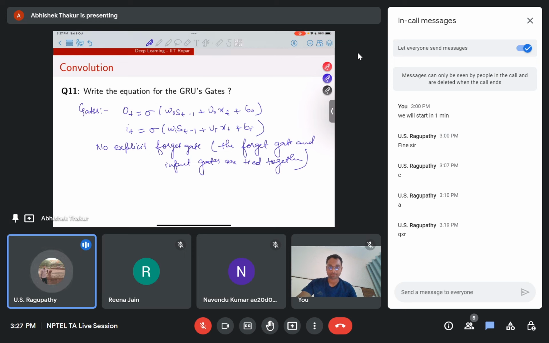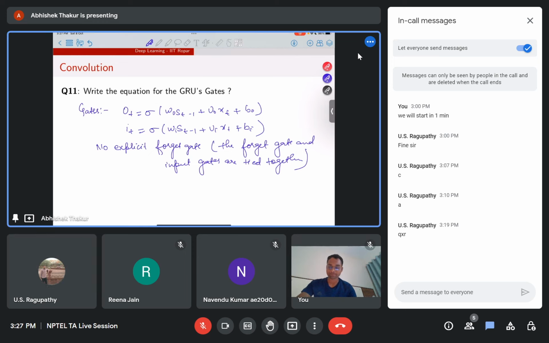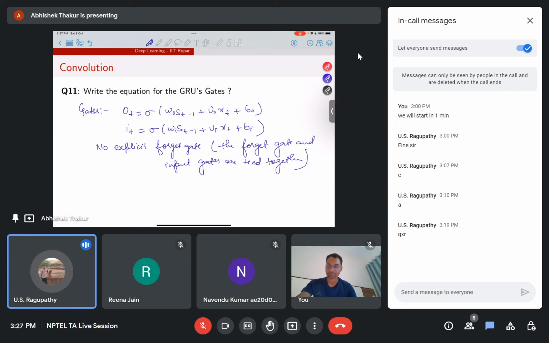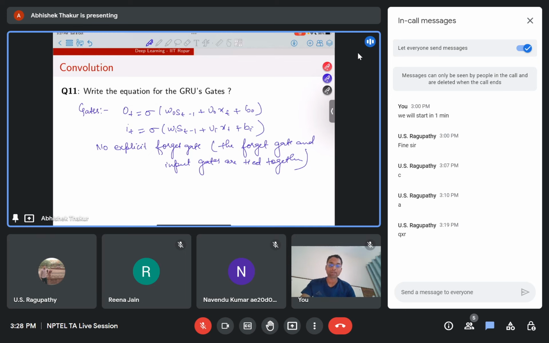Are you also thinking about the HT minus 1 intermediate value? The gate depends directly on ST minus 1 and not the intermediate HT minus 1. Good.